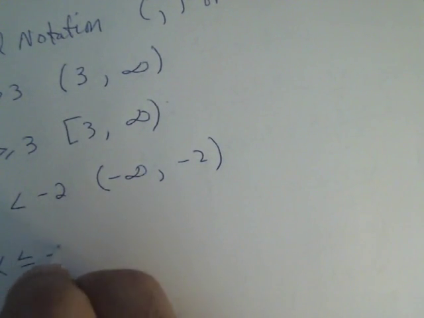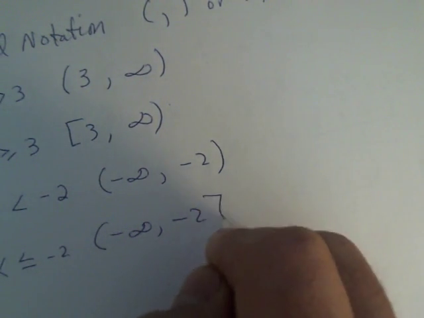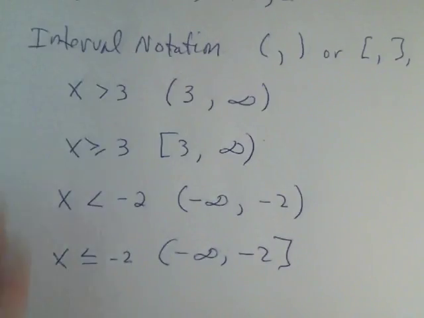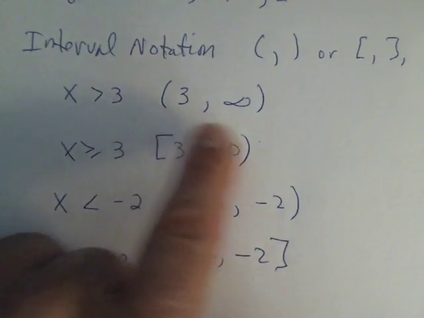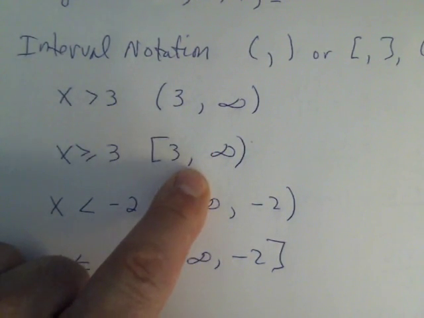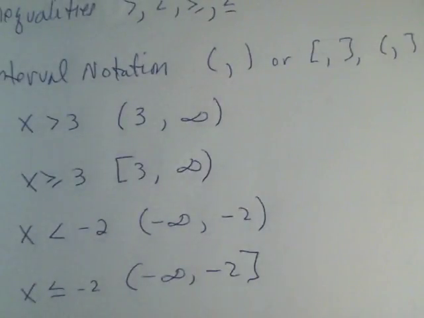If I had less than or equal to negative 2, I would go from negative infinity to negative 2 and put the bracket there. So you need to know the difference. You need to know how to list them. This just means between two numbers. Don't put an X in there. You've never seen anybody put an X in the middle. It's from this number to this number.